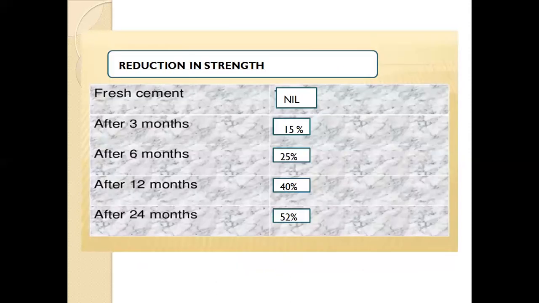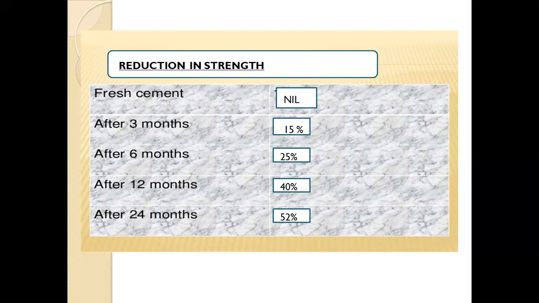Next is the effect of storage. The effect of storage is a reduction in the strength of cement. If the cement is fresh, the reduction is nil. If the cement is stored for 3 months and then used for the work, the reduction in strength is about 15%. If the cement is stored for 6 months, the reduction in strength is about 25%.